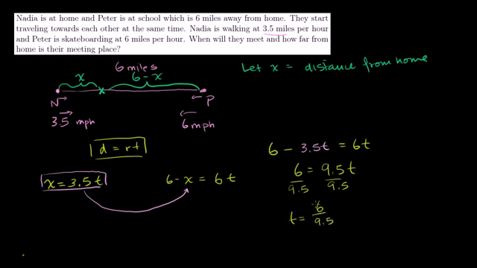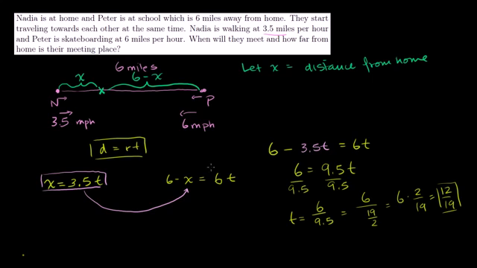Which is a bit of a bizarre number. But 9.5, we can rewrite that. That is the same thing as 19 over 2. Right? If you divide 19 by 2, you would get 9.5. And so this is equal to 6 times 2 over 19. So this is equal to 12/19 of an hour. That's how long it'll take them to meet.